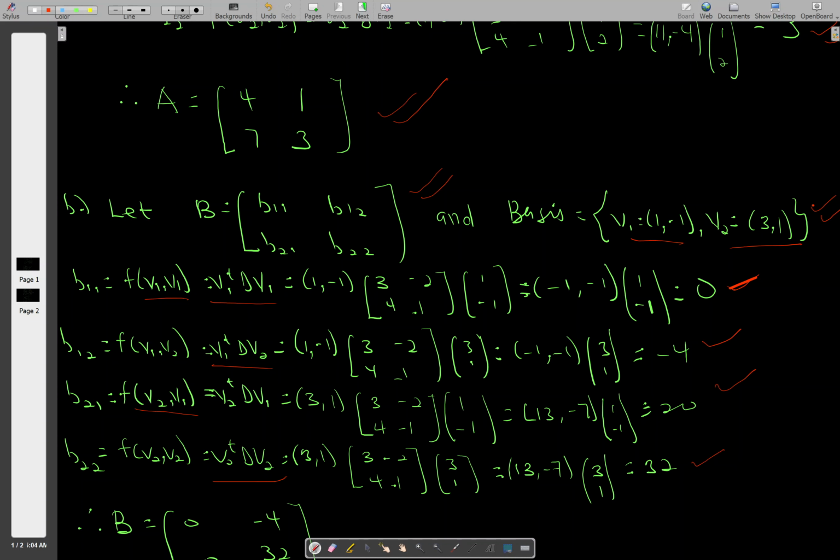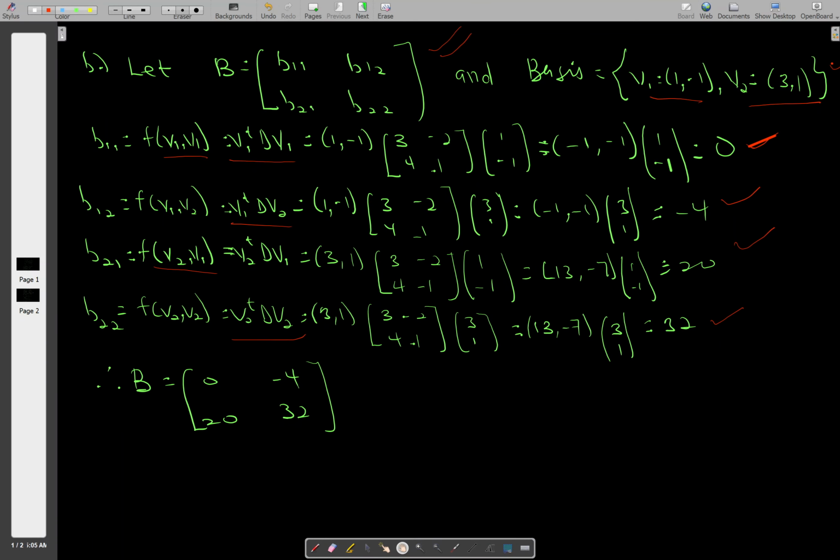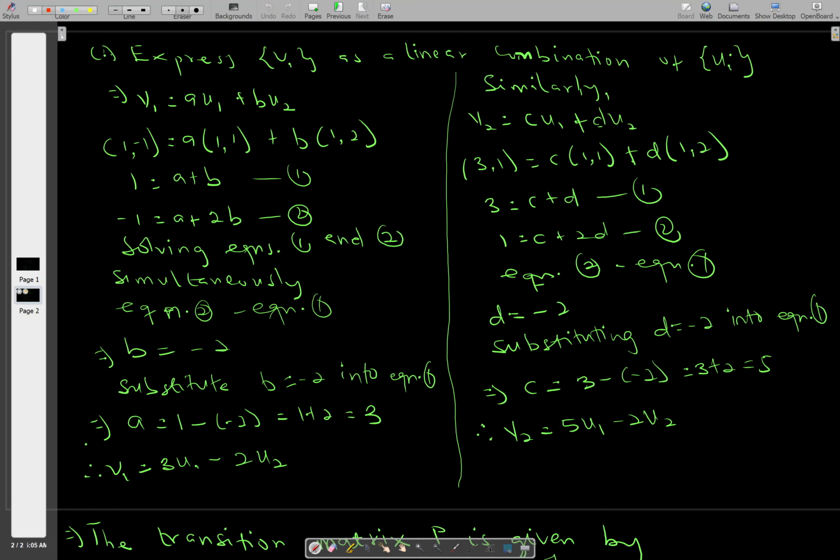So now we have our matrix B, which is given by B11, which is 0, B12, which is negative 4, B21, which is 20, and B22, which is 32. So this is our matrix B. Then on the third question, we are to generate our transition matrix on the given basis, that's from UI to VI. So we are to express VI as a linear combination of UI.